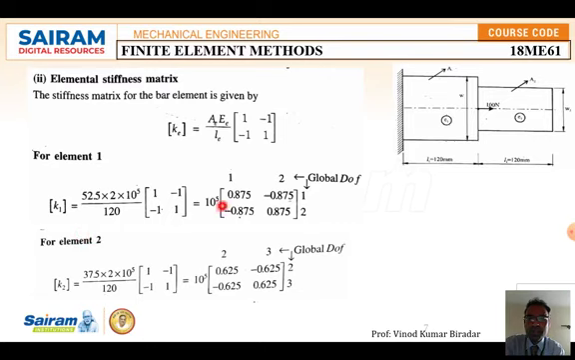Similarly, calculate for element 2. This is the second element you need to calculate here. Wherever K1 is there, replace it with K2, A2 E2 by L2. Substitute all the values, and you are going to get 10 to the power of 5 times 0.625, minus 0.625, minus 0.625, 0.625. Since it is the second element, the nodes present are 2 and 3. This is what is called the global degree of freedom.